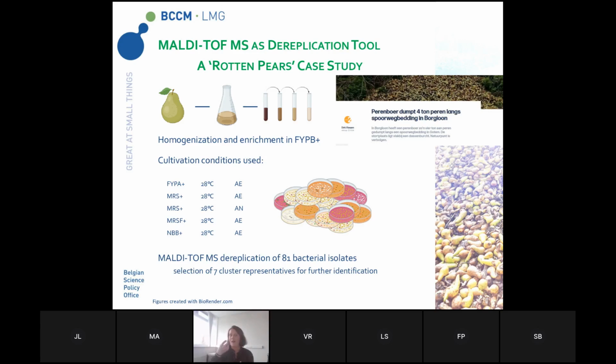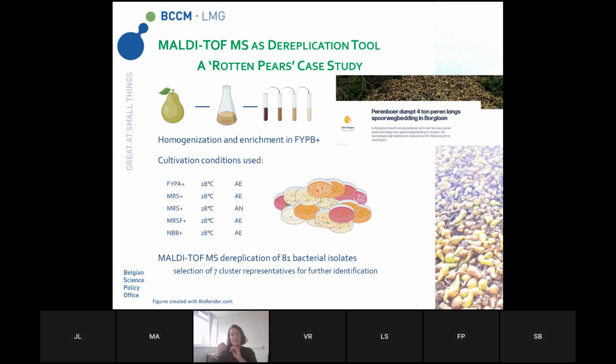We also saw bite marks, potentially of badgers that are living around that dump site. A lot of pollinators as well were flying around. So it was a very nice site for diversity in this case. We isolated those rotten pears, those pieces.